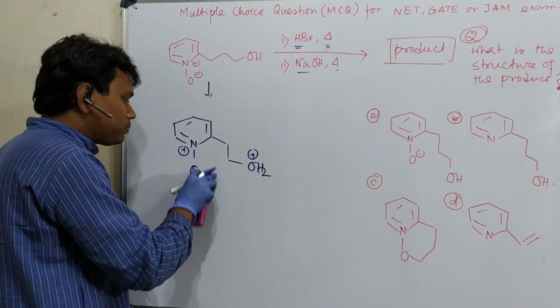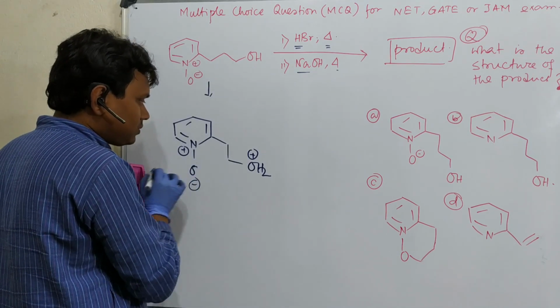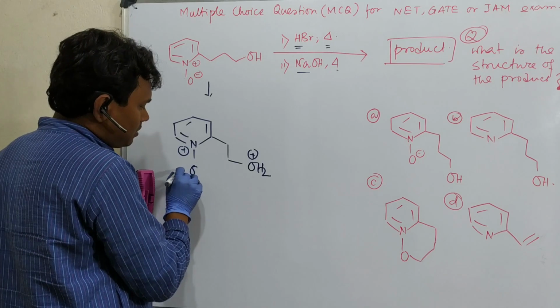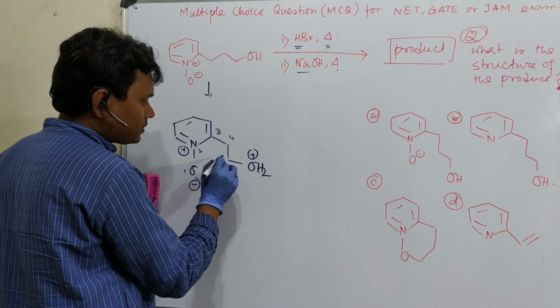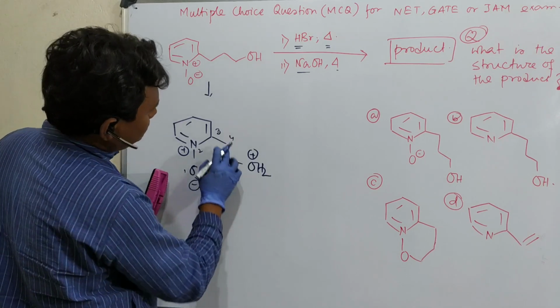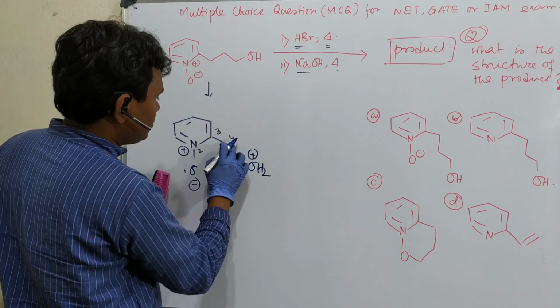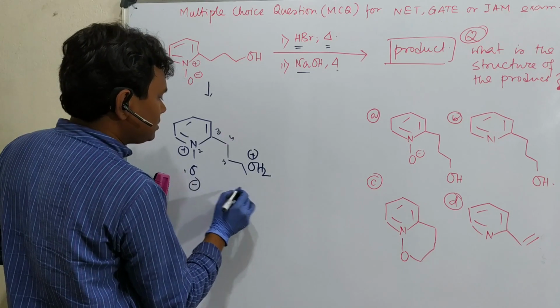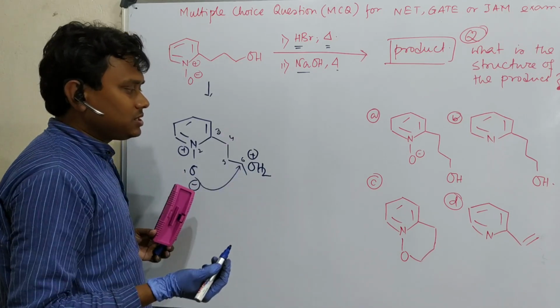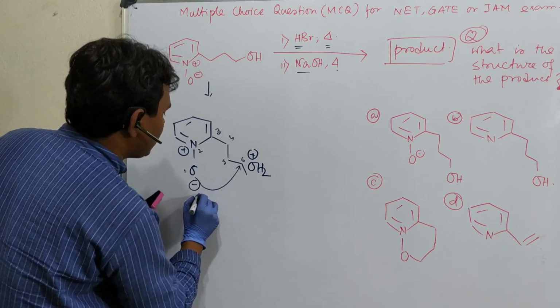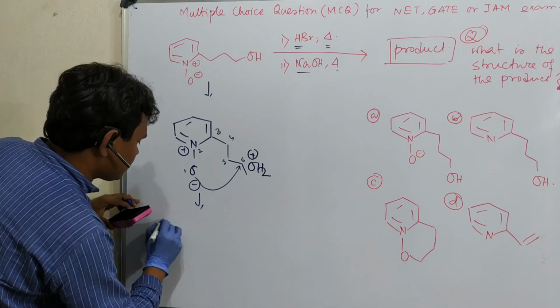The non-protonated species which remains in equilibrium can attack this. How? 1, 2, 3, 4, 5. This is a 3 carbon species, 1, 2, 3. This, 5, 6, is a 6 member ring formation. The reaction is easy, so it is expected to happen. So what is the product?